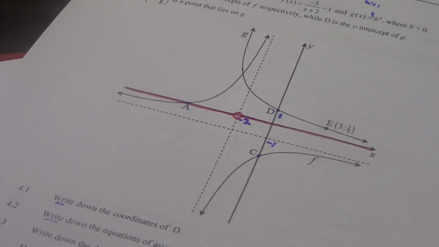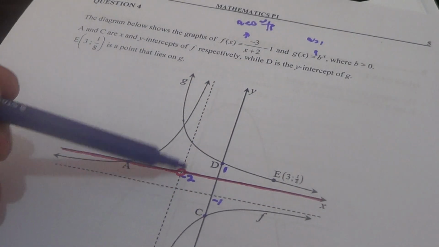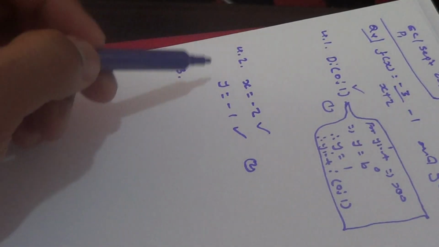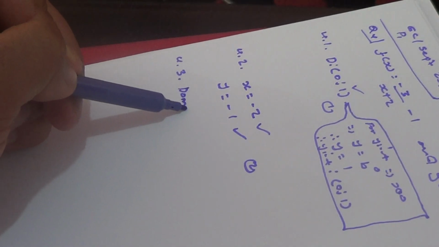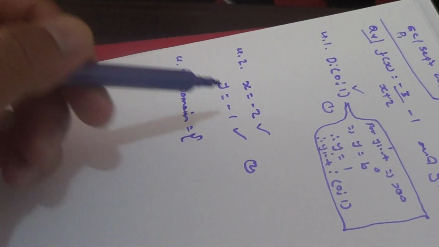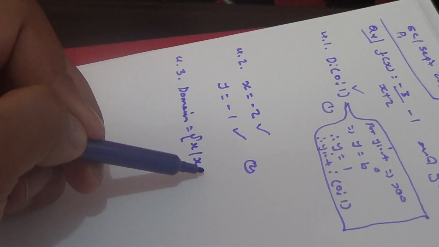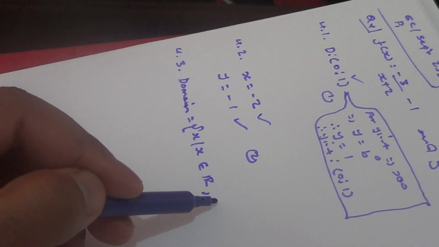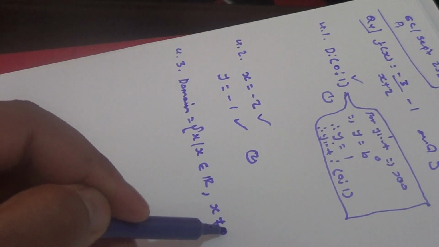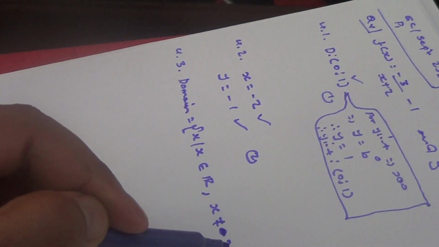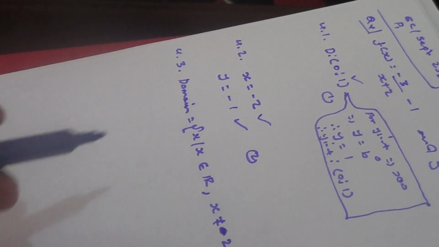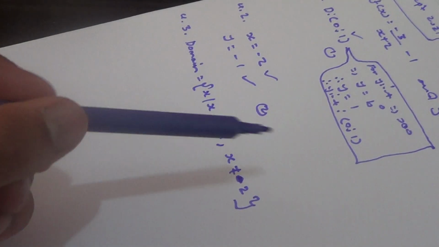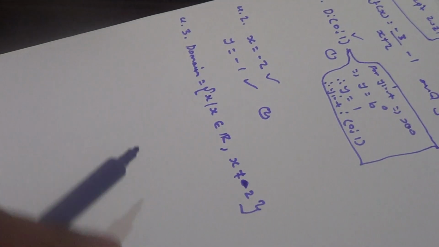So what we say there is an element of real numbers with the restriction that x cannot be equal to -2. We can just write domain is equal to the set of x values such that x is an element of real numbers. The restriction is that x is not equal to minus 2.